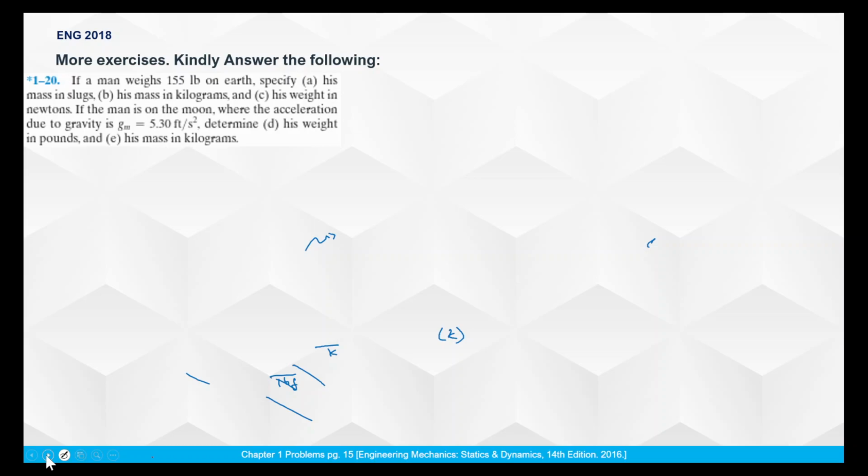So this problem has two parts. We're being asked to find the mass of a person who weighs 155 pounds. As we discussed earlier, pounds is usually associated with weight, and weight is also a kind of force. Okay? It is a force. And it is tied to the acceleration due to gravity of the Earth. Now, we're being asked what the mass is. Remember, mass in slugs and mass in kilograms, and weight in newtons.